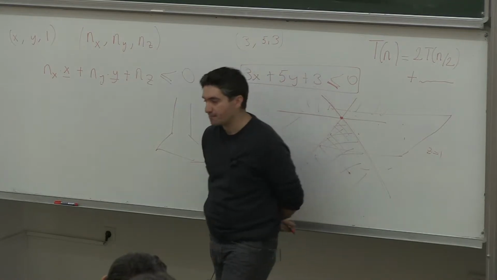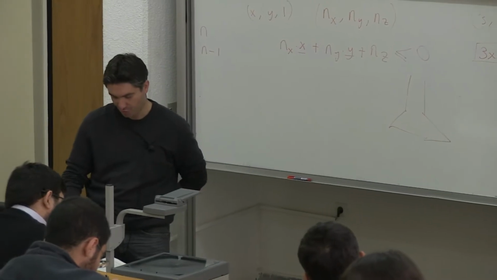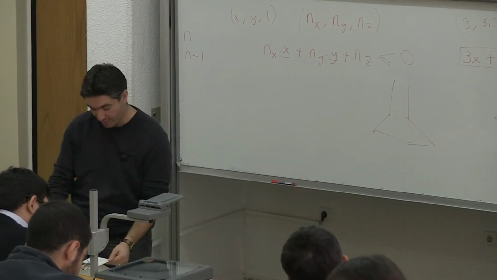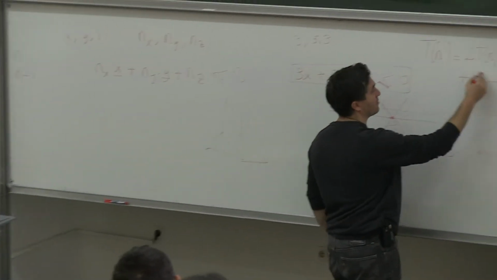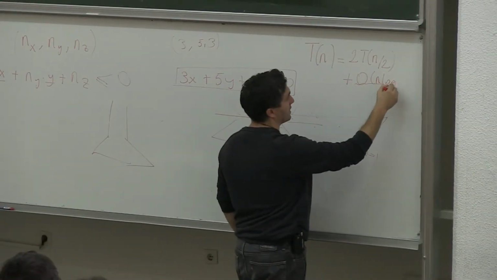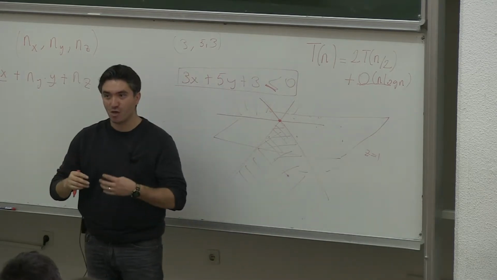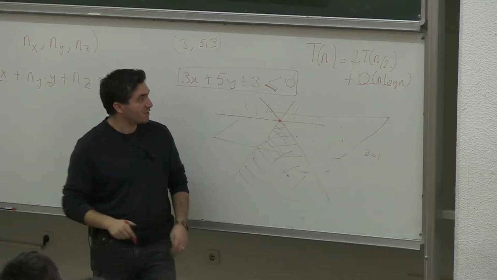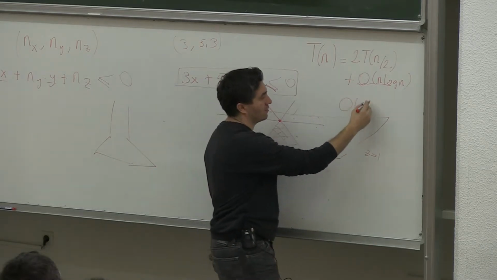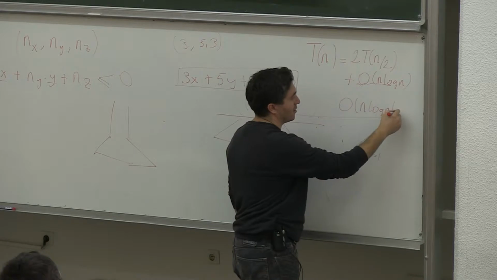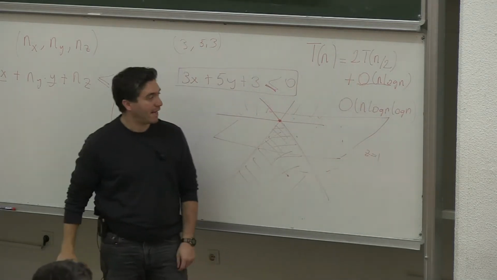If we use the original algorithm that we used for the map overlay problem, this is n log n. The overlay problem was done in n log n time. So if you do not make use of the convexity of the regions, this recurrence relation at the end is going to solve to O(n log n log n), so n log squared n.